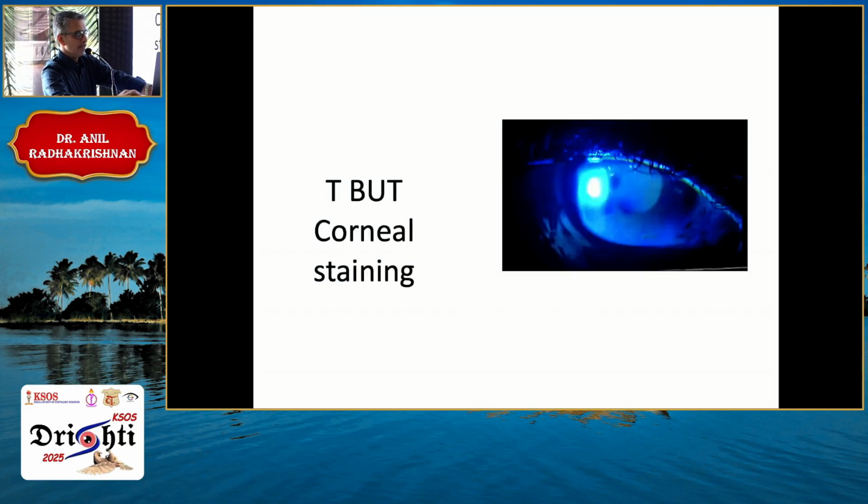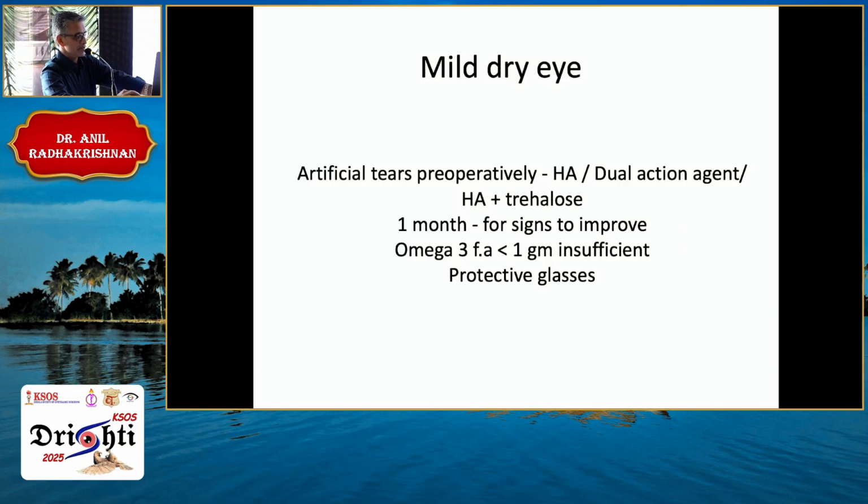So the only thing that you have to see is just put a drop of fluorescein and do a tear breakup time. If the tear film is breaking up soon, or if there is a corneal staining, definitely you have to defer cataract surgery. So if it's a mild dry eye, you can go ahead with the cataract surgery. You can't postpone it for a long period of time. So use some artificial tears. It is better to use it preoperatively also.